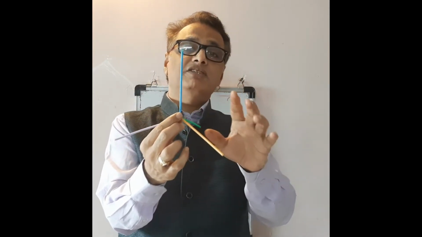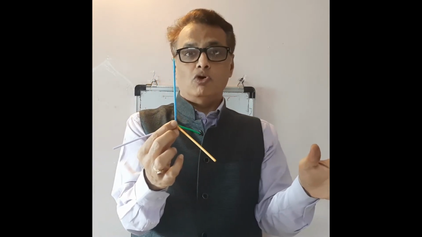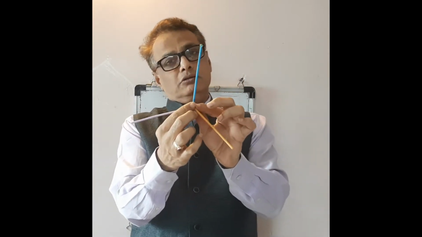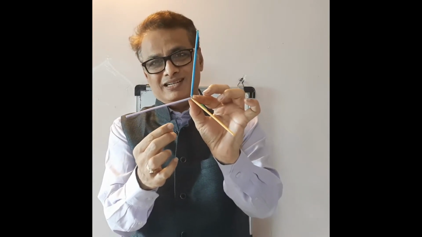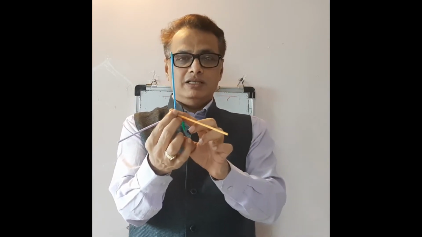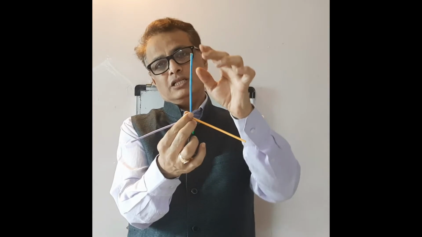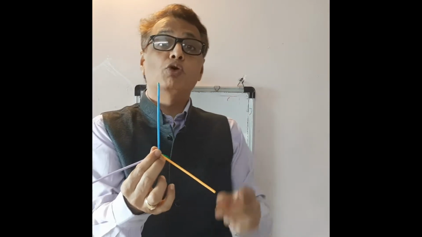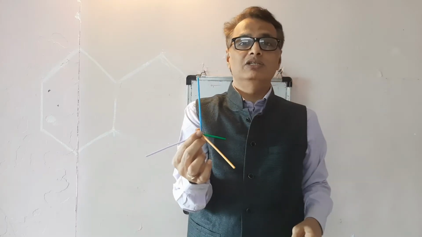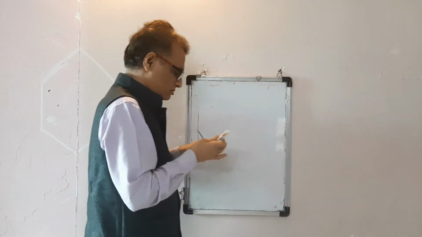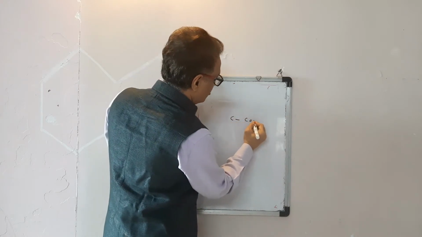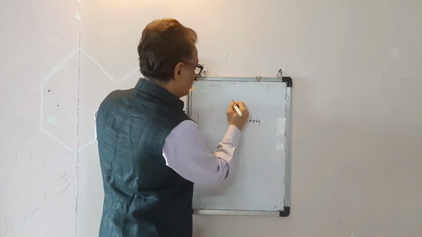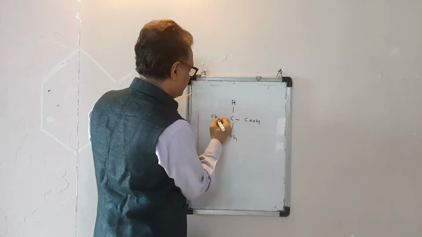So here carbon is attached with all 4 different atoms or groups, so this is called a chiral carbon. Carbon is placed here. This is OH, this is hydrogen, this is COOH and this is CH3. This lactic acid is also named 2-hydroxypropionic acid. And this can be written this way also: COOH, OH, H and CH3.